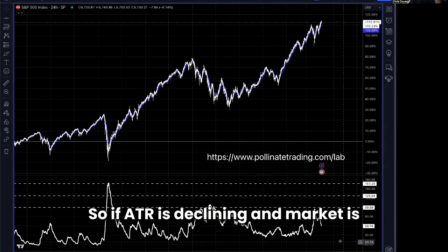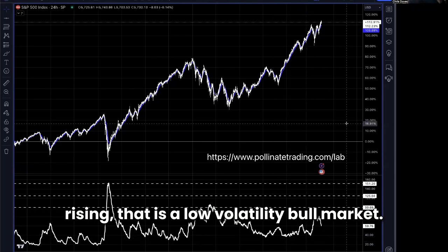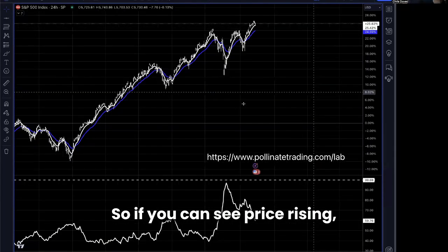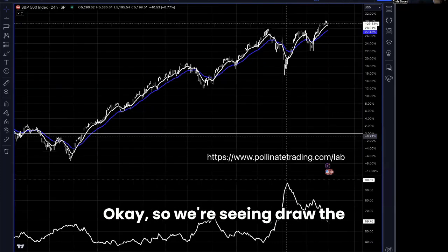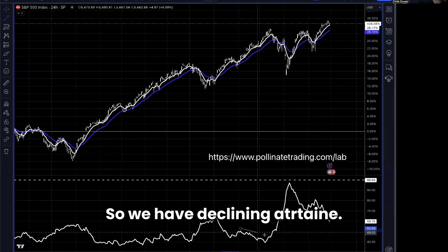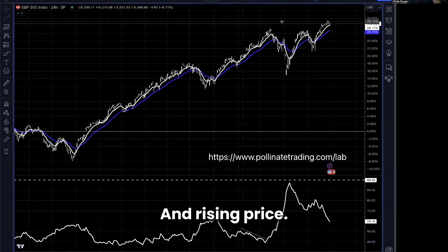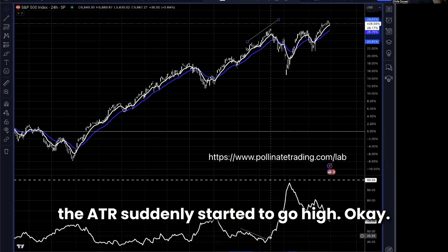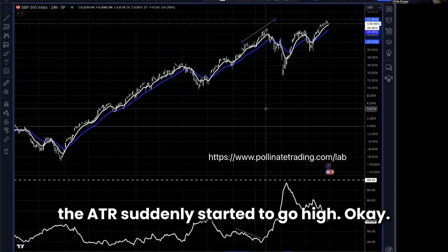So if ATR is declining and the market is rising, that is a low volatility bull market. If you can see price rising, here's a good example right here. Let me draw the line so it's easier to see. So we have declining ATR and rising price. The part that's interesting here is that the ATR suddenly started to go high.